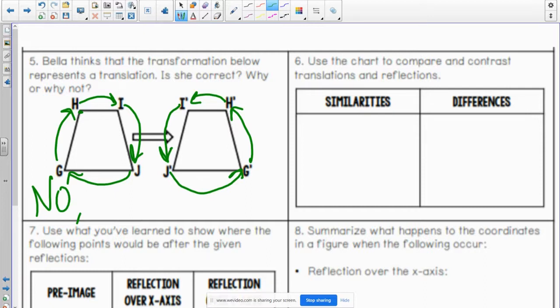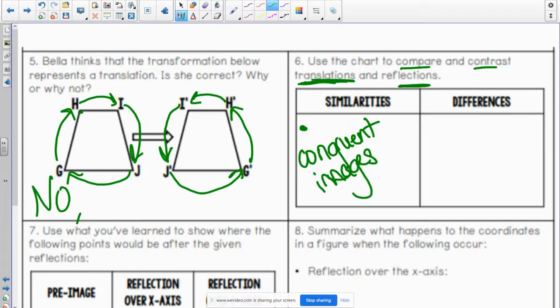Okay, so this is a reflection. I'm just going to talk through this, so just kind of listen because it'd be hard for me to write all that. Plus, it takes a long time. Similarities. So we're going to compare and contrast translations, which we just learned about, and our new reflections. Well, both of them, let's put keywords in here, make congruent images. So it doesn't matter if we slide them, known as the translation, or reflect them, they're going to remain congruent images. So when you get done, one quick idea is look at them.